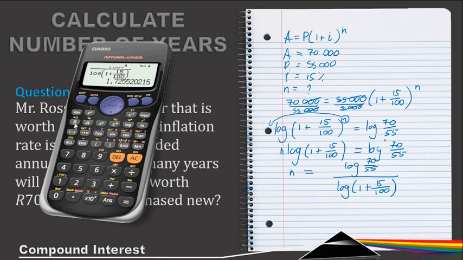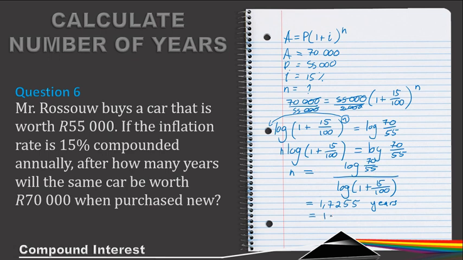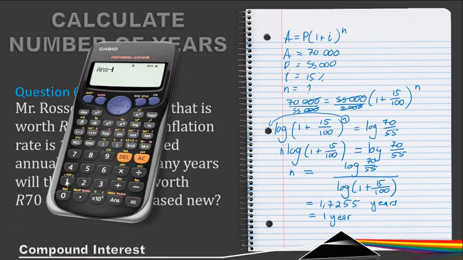So that gives us 1,7255. And then to put it in years and months, we'll have 1 here, so this is equal to 1 year. Then to take the 0,7255 to months, we just subtract the 1 here, and then we're left with the 0,7255 years, which is multiplied by 12, which is 9 months if we round up. So this gives us 9 months.